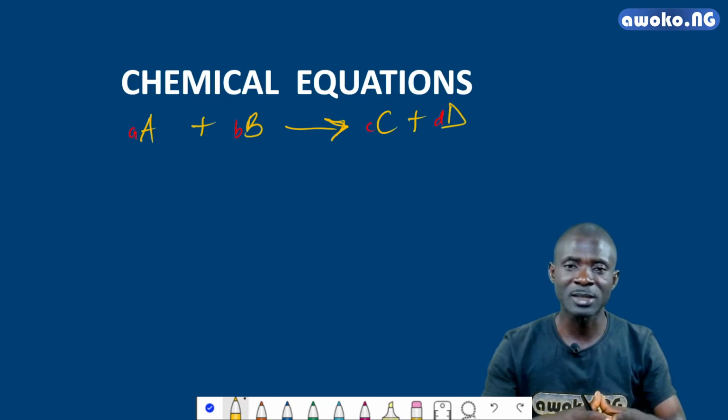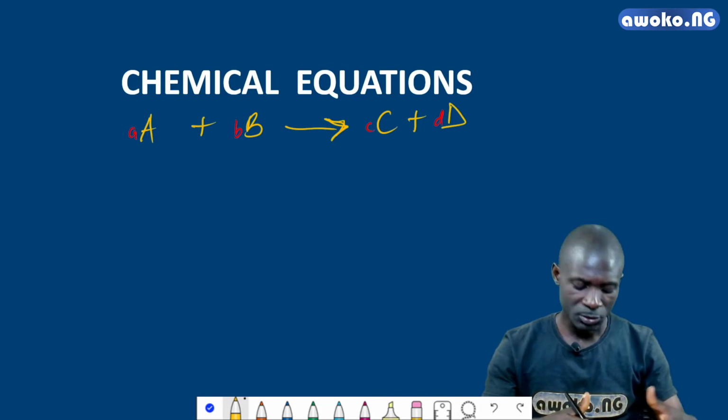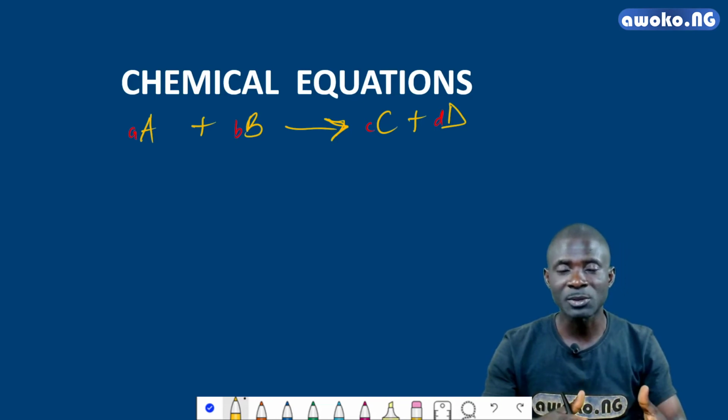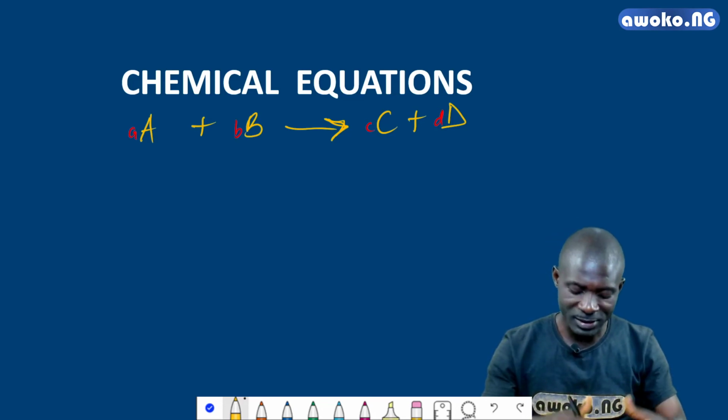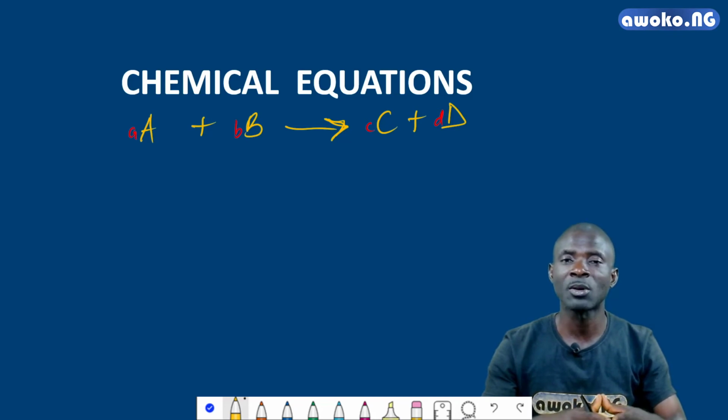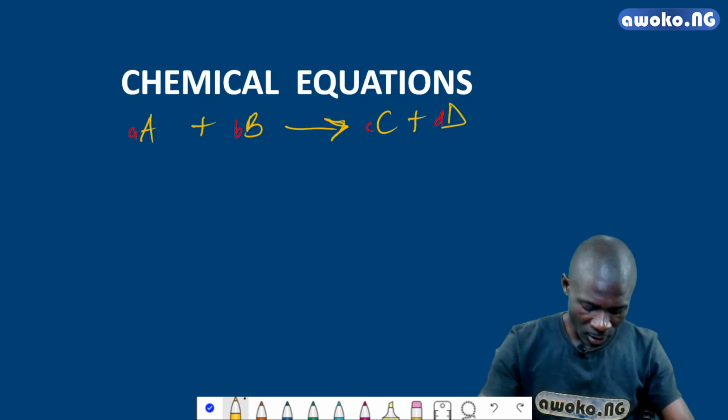Now, just as we rightfully said, it is involving chemical symbols and formula. So A here can represent a particular element, B can represent a particular element or a compound, C and D also can be either a symbol of an element or the formula of a compound.